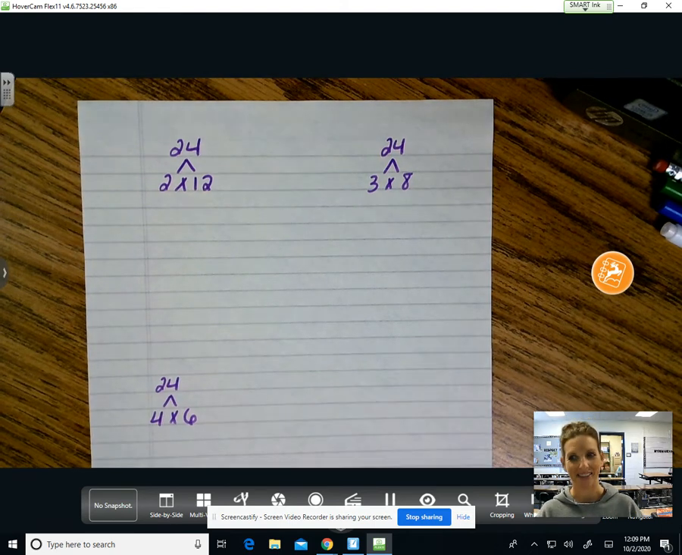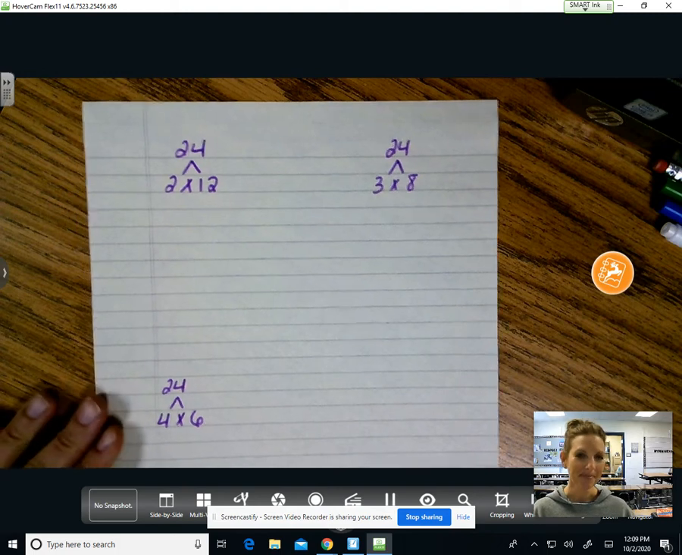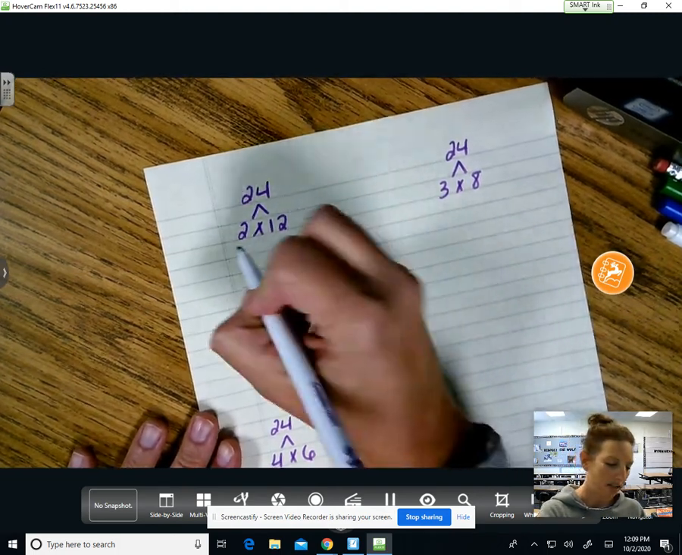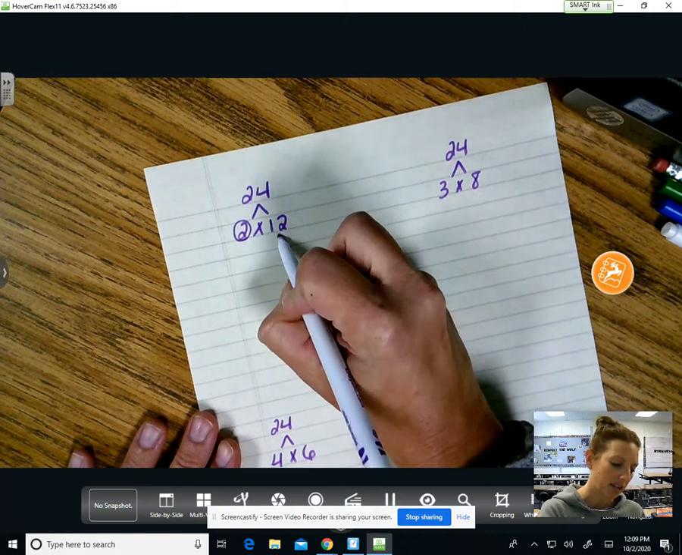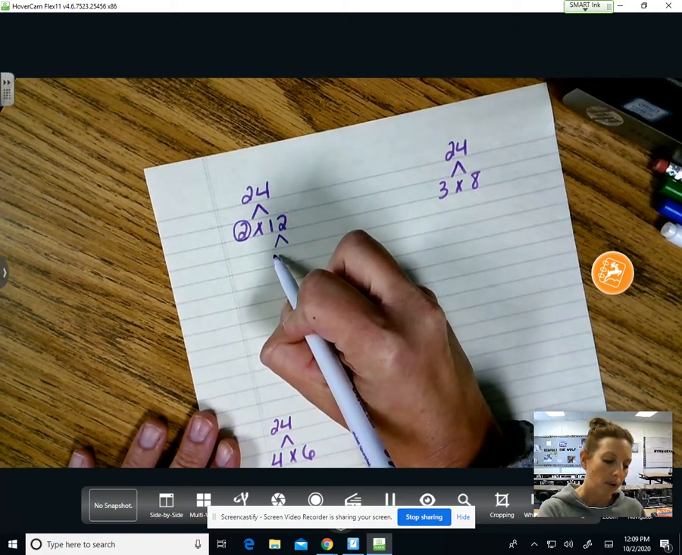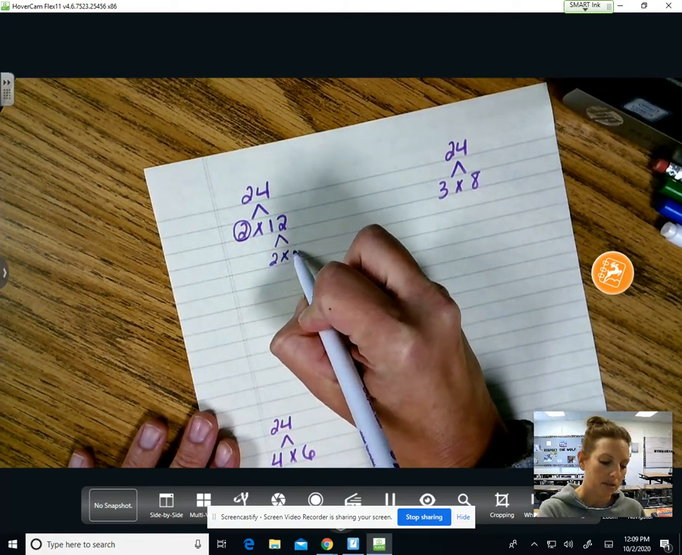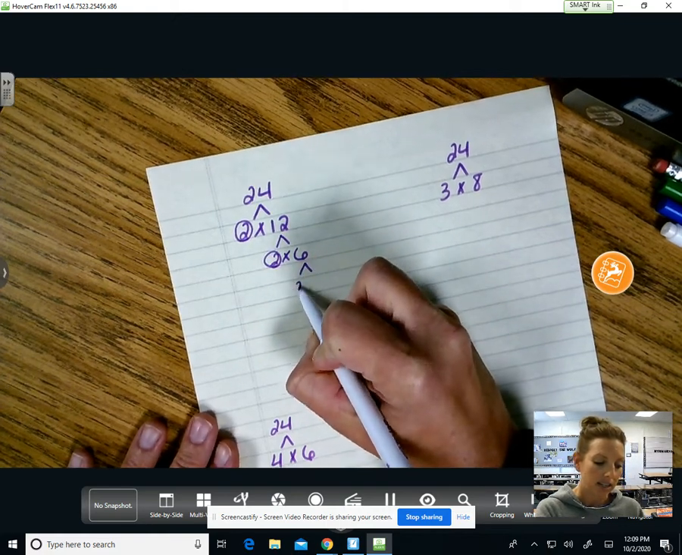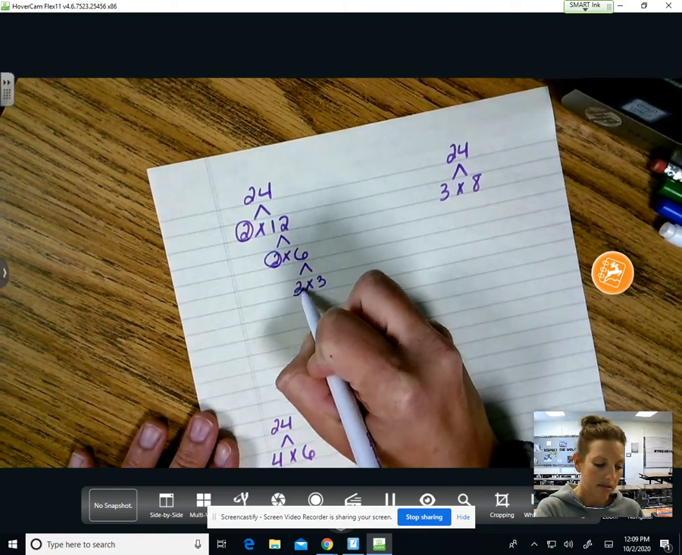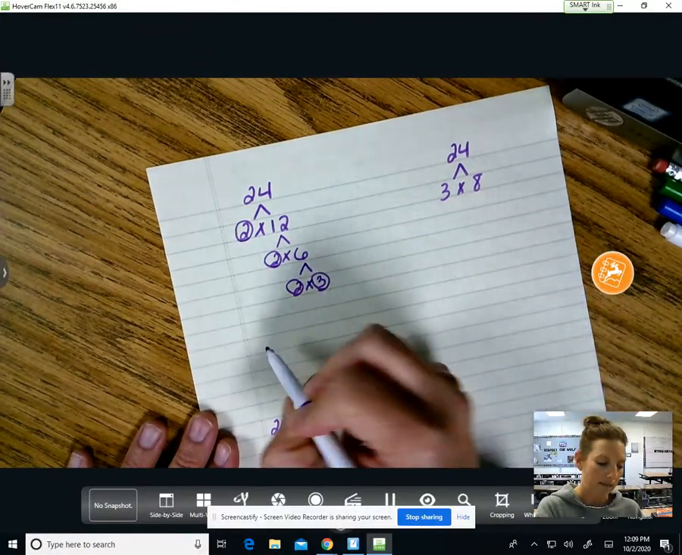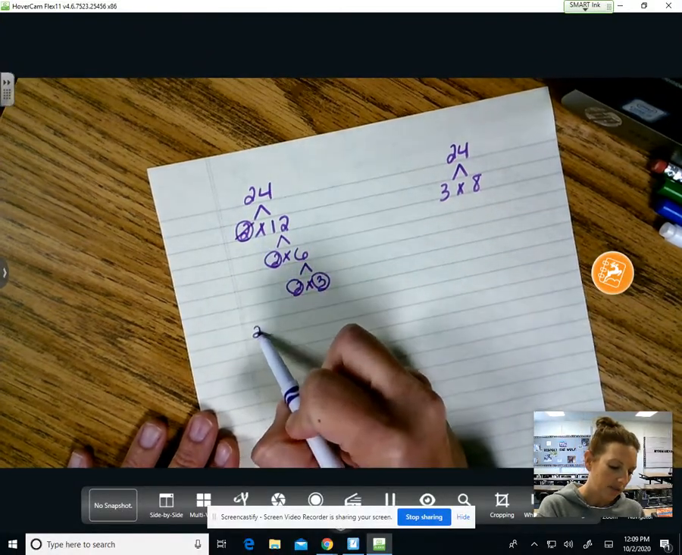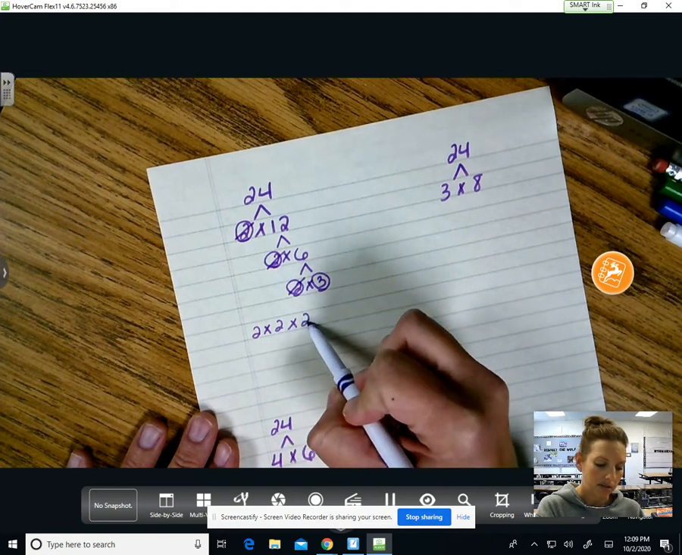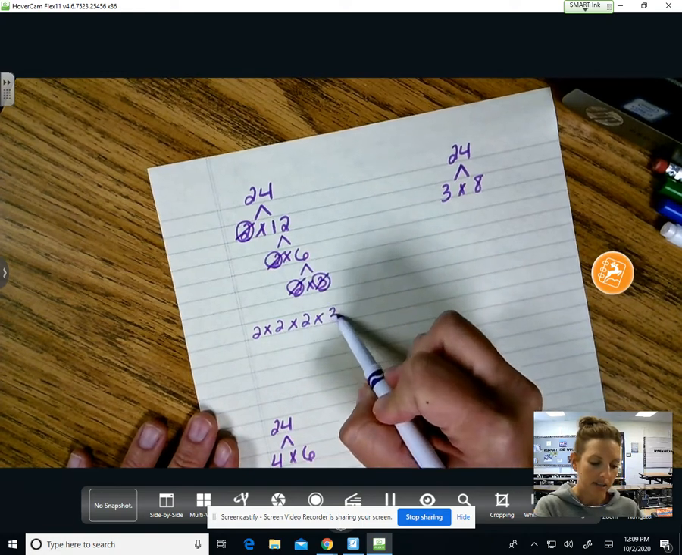Okay, now that you hit play and you're back, let's do this. I started with 2 times 12 here. 2 is prime, circle it. For 12, I'm going to do 2 times 6. I have another prime number, circle it. For 6, I have 2 times 3. 2 is prime, 3 is prime. So here I have 2 times 2 times 2 times 3.